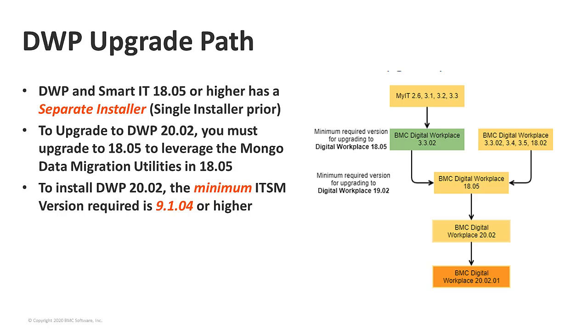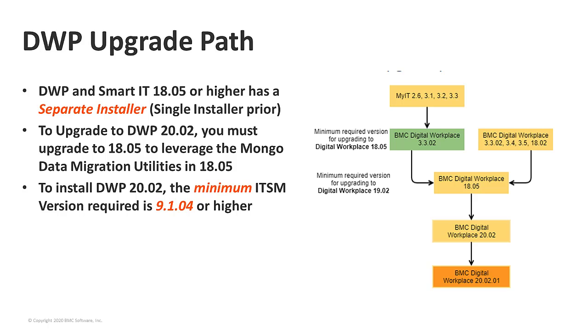Let's look at another example. If you are coming from a really old version, let's say version 2.6, then in order to get to 2002, you'll have to jump through a few hoops. You'll have to first come to 3302, then do 1805. In 1805, you will do the social migration, and then you will run the upgrade to 2002.